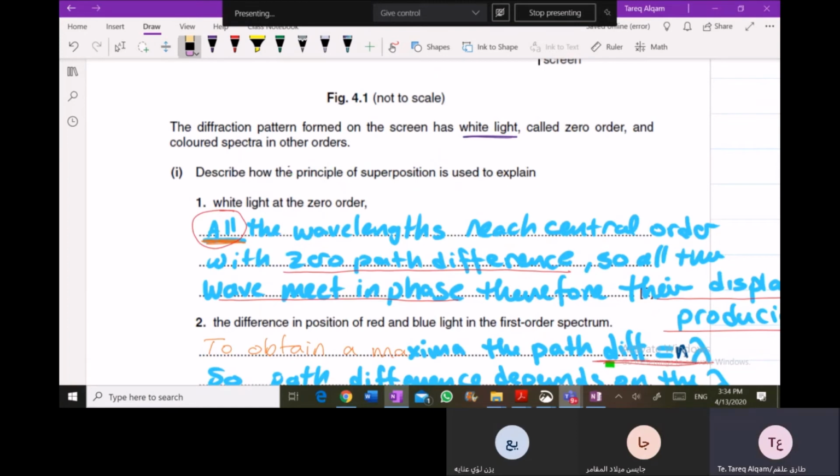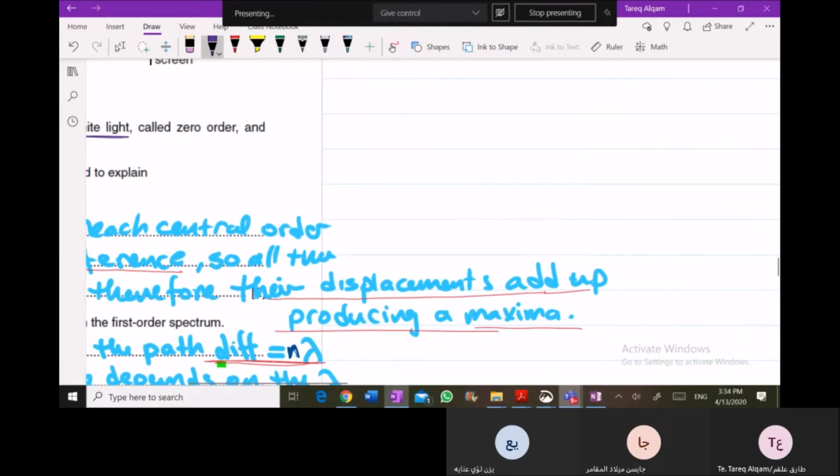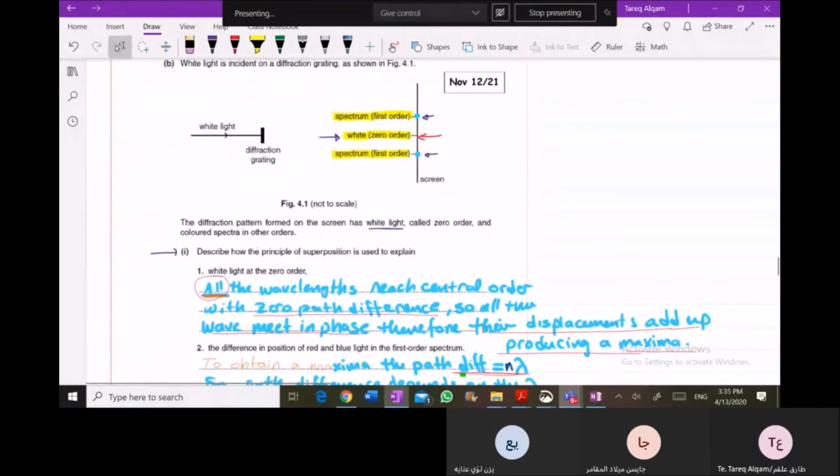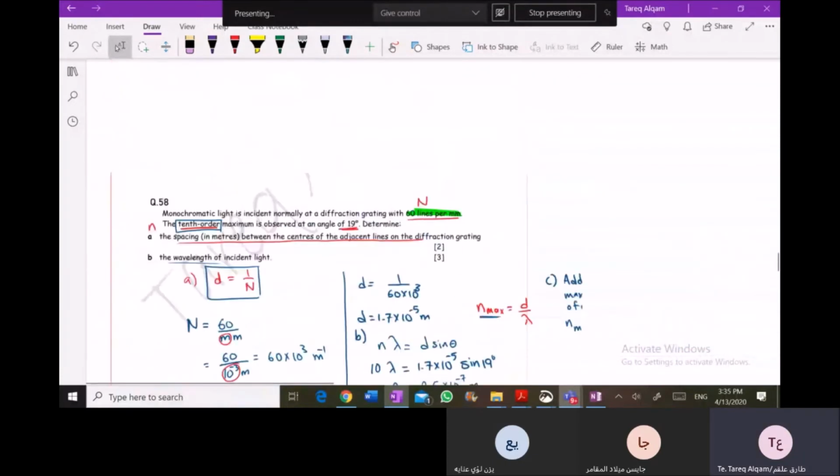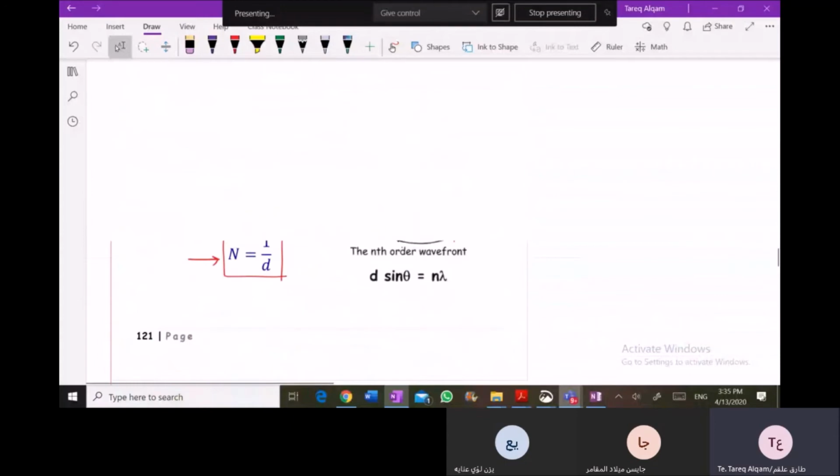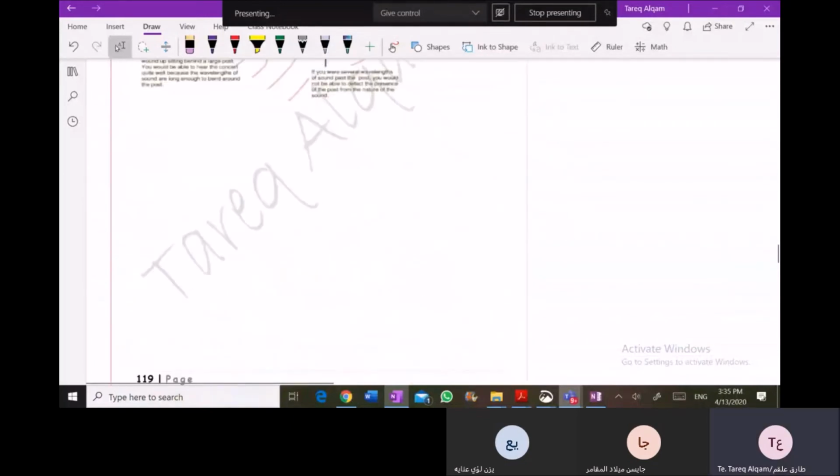Now the question is, describe how the principle of superposition is used to explain white light at zero order. Why did we get white at zero, and why at the other orders did I get a spectrum? I already explained that before. Let me revise this with you so we can understand this question.